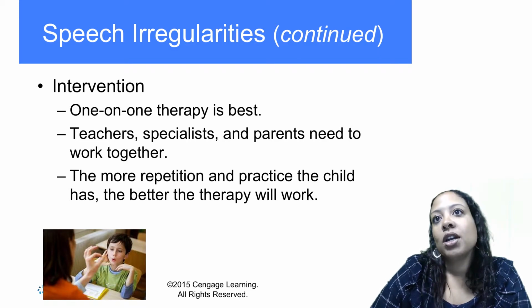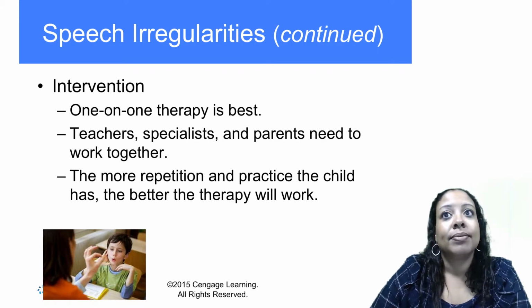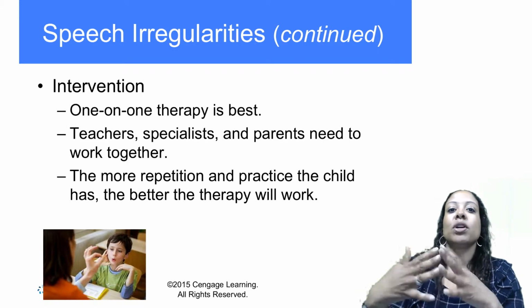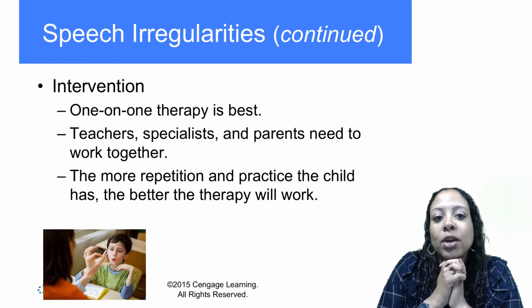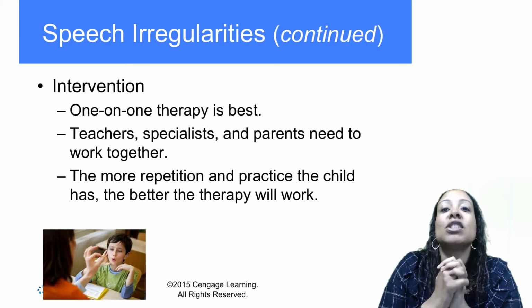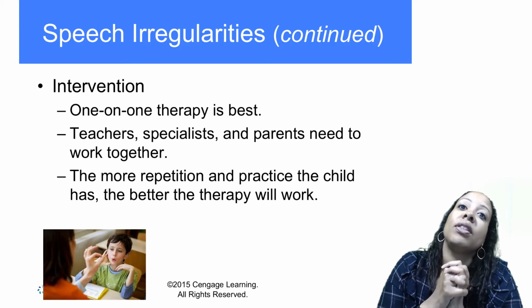So for intervention, one-on-one therapy is best. Teachers, specialists, and parents need to work collaboratively in conjunction with one another, communicating with one another. The more repetition and practice the child has, the better the therapy will work.